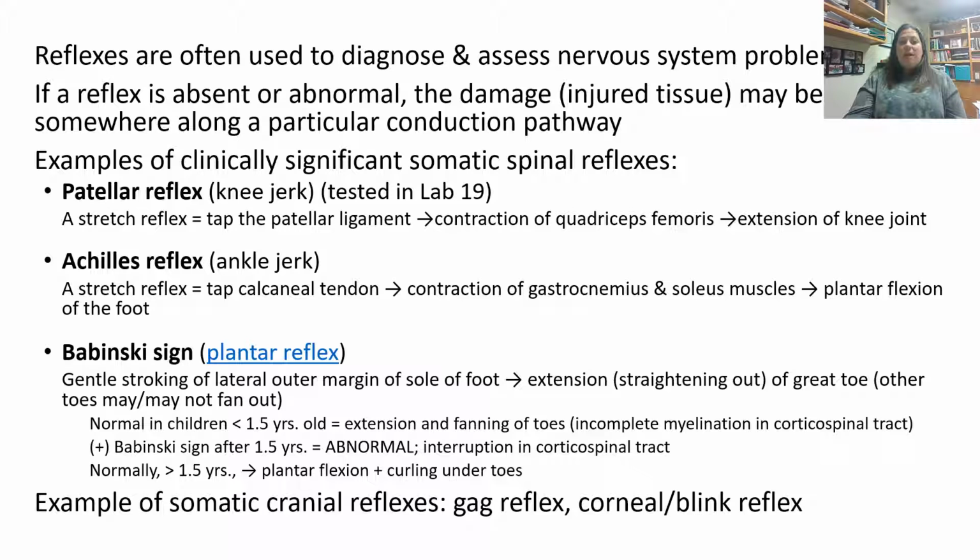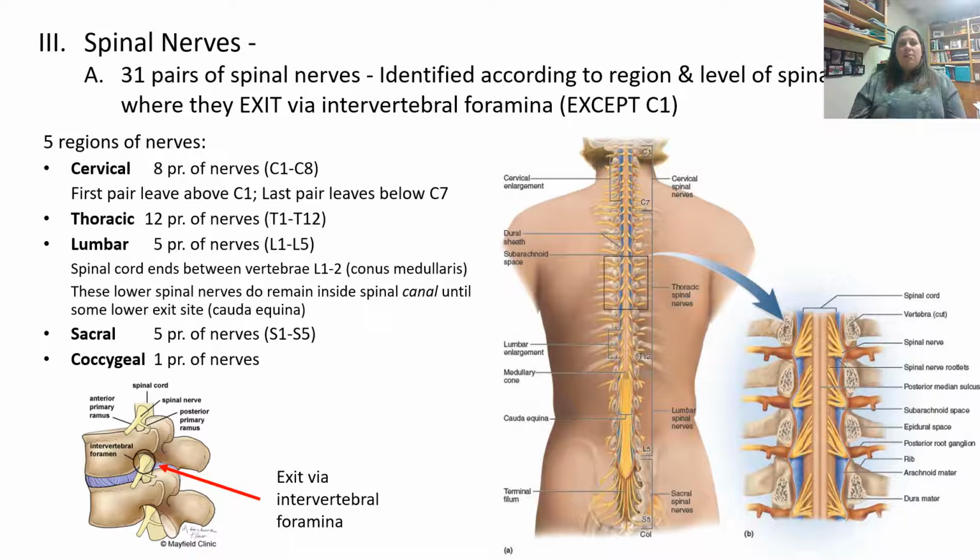So examples of somatic cranial reflexes are the gag reflex or the corneal blink reflex. All right, so let's talk a little bit about spinal nerves. Spinal nerves, there are 31 pairs of spinal nerves.